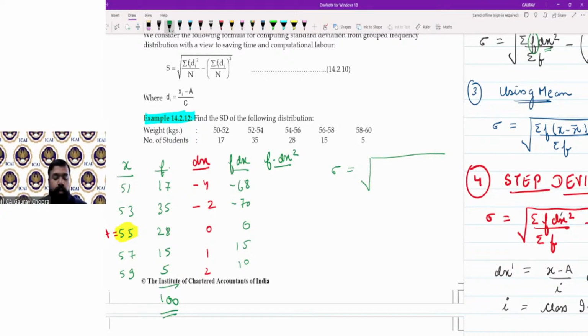And now we can find out the total. We will get the total of f dx. How much will be the total? 50 minus 138 gives minus 88. So for f dx square, multiply dx with f dx. Simply multiply.